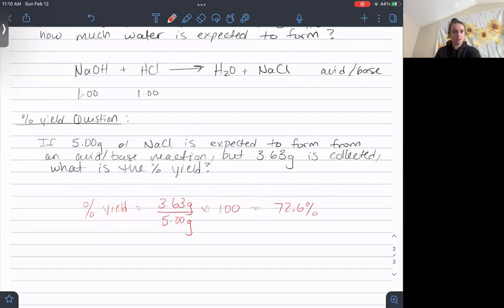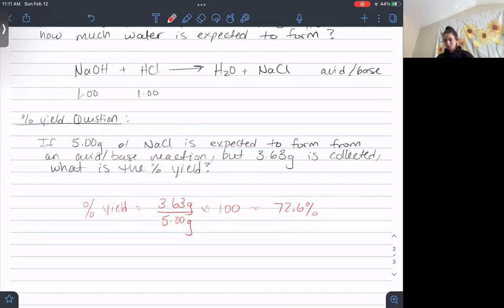Okay, what questions do we have about percent yield? Does this make a little bit more sense? We kind of rushed through this at the end of class.